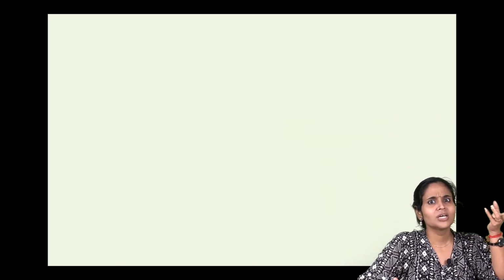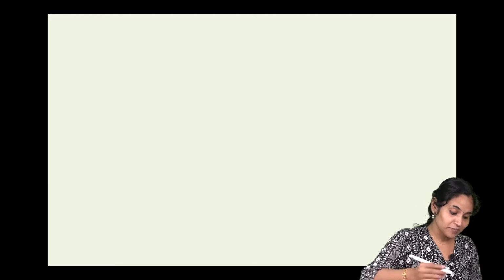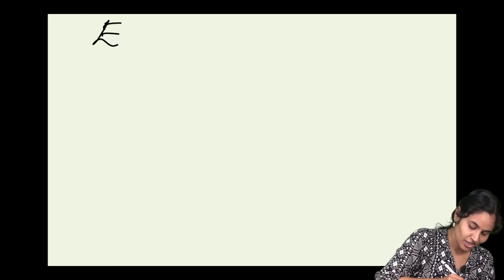Electrons are negatively charged particles, protons are positively charged particles, and neutrons are chargeless species. They are neutral particles. So in this chapter, the structure of atom chapter, we are going to start with the subatomic particles. Okay, so let's start with electrons.